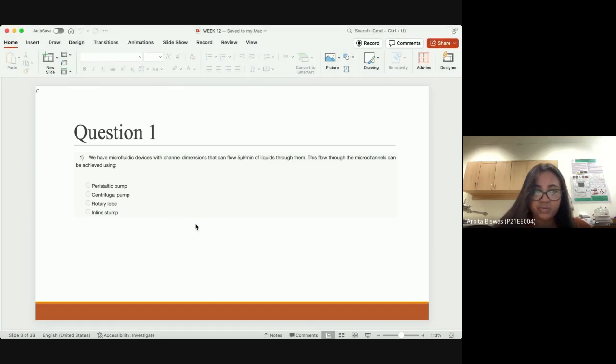This is question number 1. We have microfluidic devices with a channel dimension that can flow 5 microliter per minute of liquids through them. So this flow through the microchannel can be achieved using the first option, the peristaltic pump, second, the centrifugal pump, third, the rotary lobe, and fourth, inline stump. So please go through the question and try to find out the right answer.